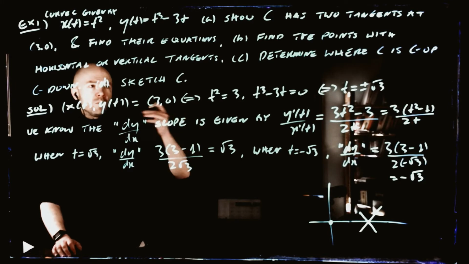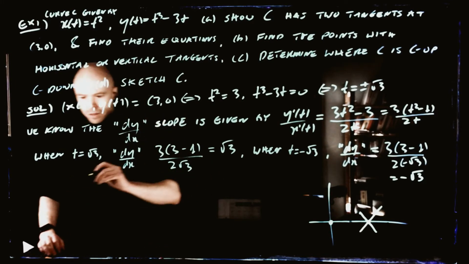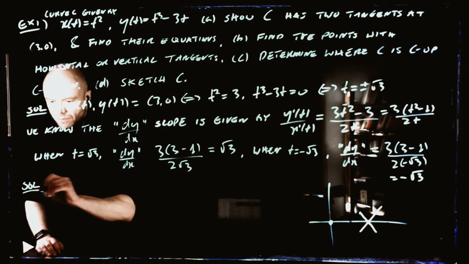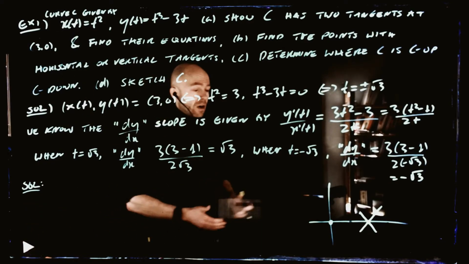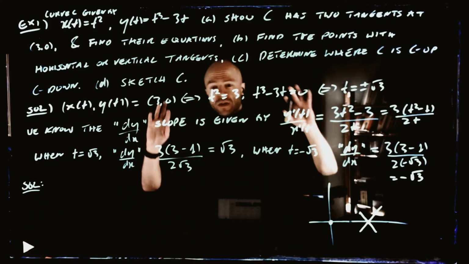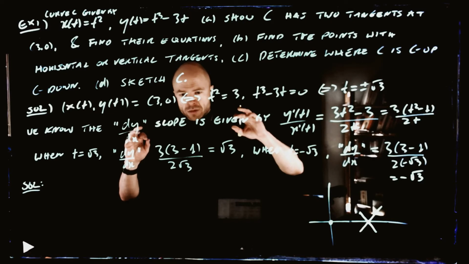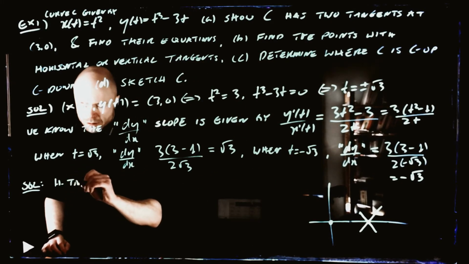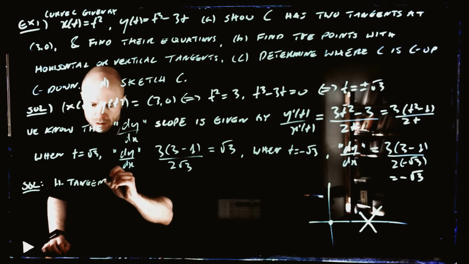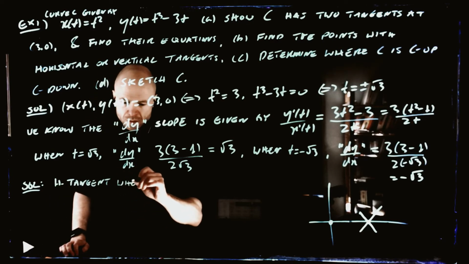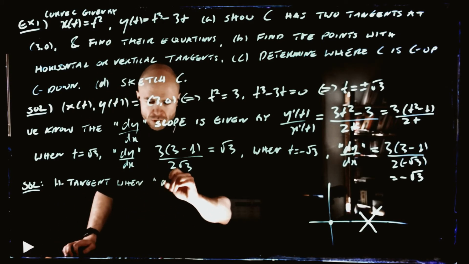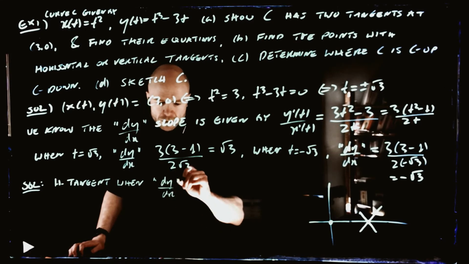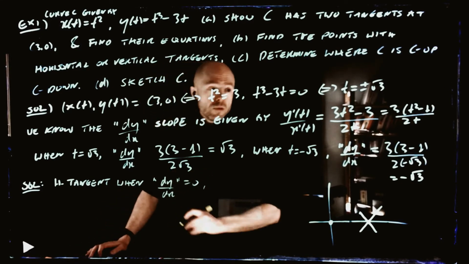Find the points where we have horizontal or vertical tangents. Okay, solution. So we have a horizontal tangent when the dy by dx slope is equal to 0. Yeah? So horizontal tangent when dy by dx is equal to 0. And when's that going to happen?